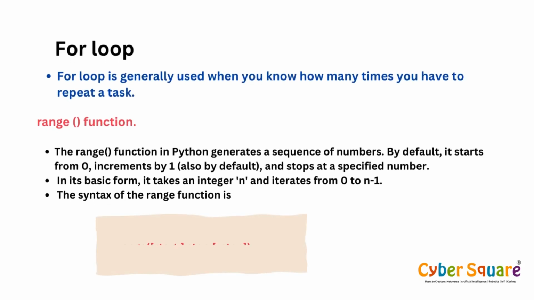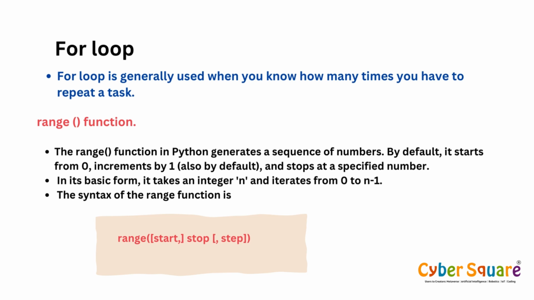For loop is generally used when you know how many times you have to repeat a task. Before we use the for loop for a repetitive task, we should know the range function in Python. The range function in Python generates a sequence of numbers. By default, it starts from 0, increments by 1, and stops at a specified number. In its basic form, it takes an integer n and iterates from 0 to n-1.